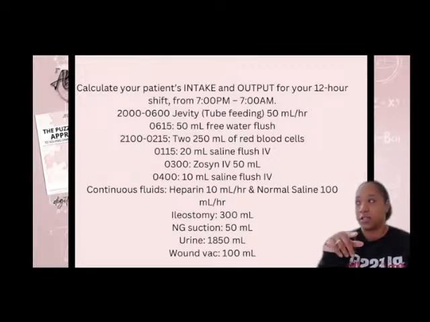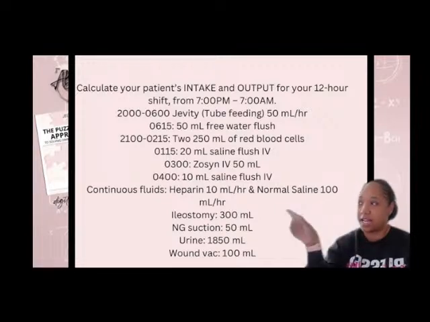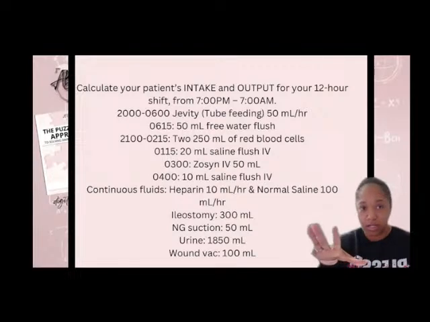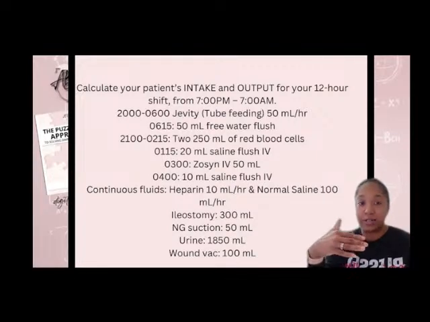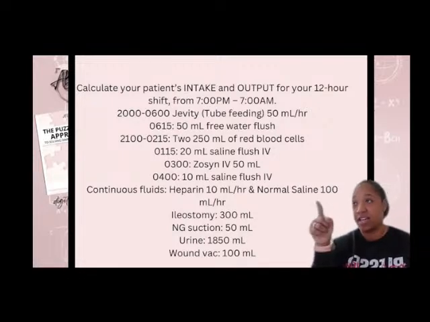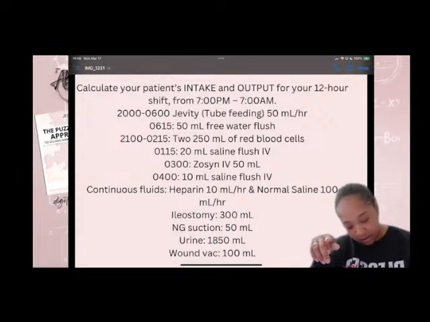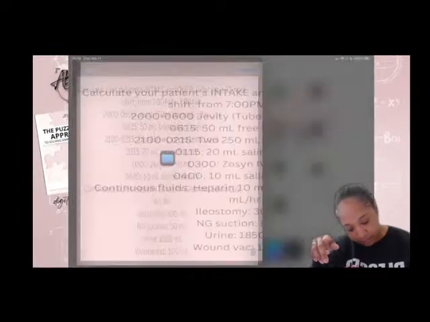So you see this first part is from 8 o'clock at night to 6 o'clock in the morning. That's Jevity. That's your tube feeding, okay? It's going at 50 milliliters per hour from 8 o'clock at night to 6 o'clock in the morning, that's 10 hours. So we need to see how many milliliters have been given in those 10 hours, and it is between the 7 p.m. and the 7 a.m. time frame. So we're good, okay? So let's do side by side.